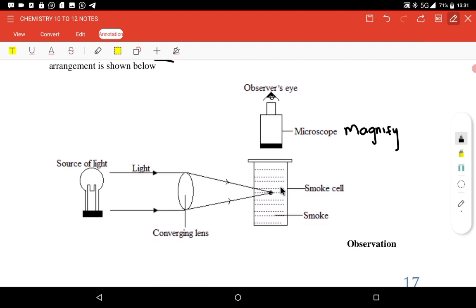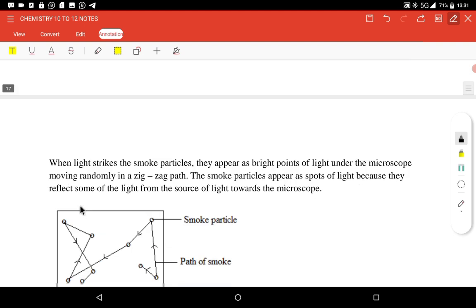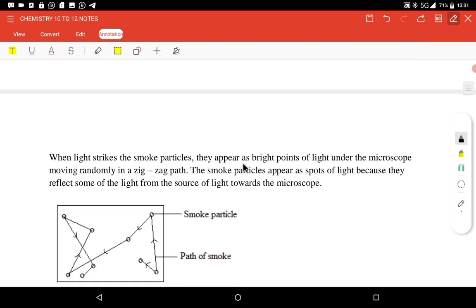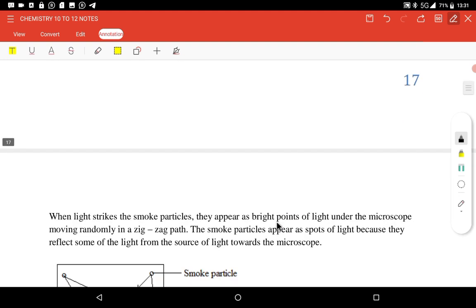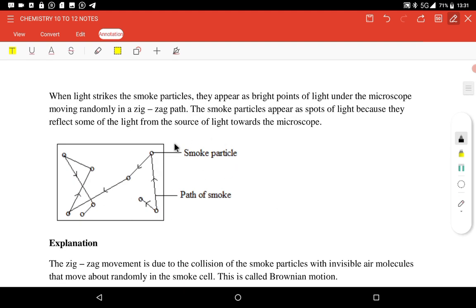After he observed this, his observation was that when the light strikes the smoke particles, they appear as bright points of light under the microscope, moving randomly in a zigzag. So we find that these particles move in a zigzag. That's what Robert Brown saw under the Brownian motion. So these are the particles.